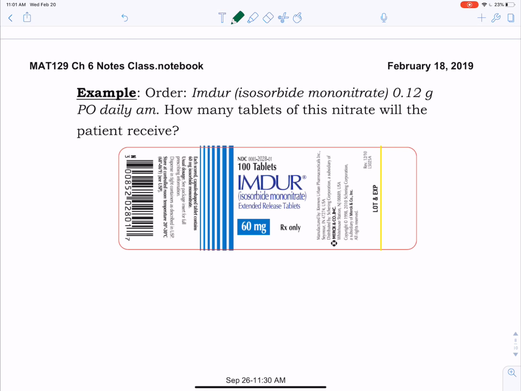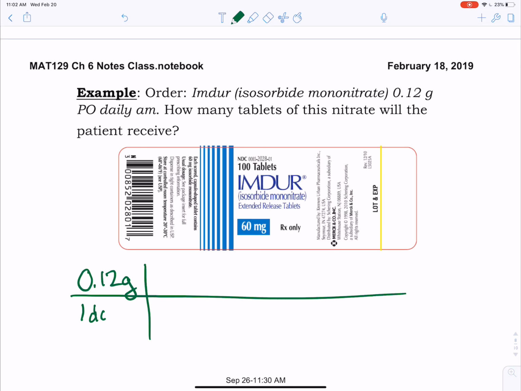Pick up where we left off in Chapter 6, Part 1. If we're looking at this drug, or this order, it's 0.12 grams by mouth daily AM. How many tablets of this nitrate will the patient receive? That AM means every morning. So that 0.12 grams is still every one dose or one day. So that's okay. They're asking us how many tablets.